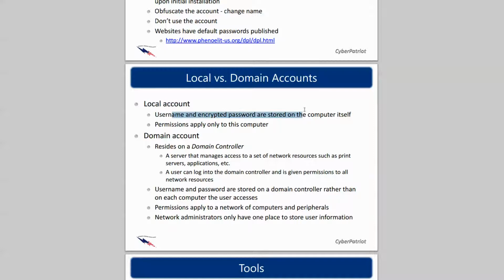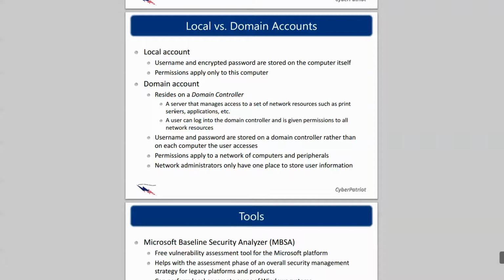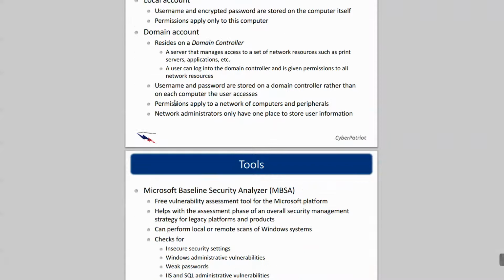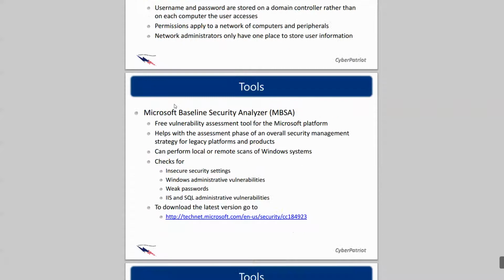Local accounts, encrypted passwords are stored on the computer itself. It's under Windows System32 SAM. That's a file. It won't let you open it or change it while Windows is running, so don't really worry about that. Domain account, again, don't really worry about that too much. That just means that it's for the server and stuff. Honestly, it's not that important right now.